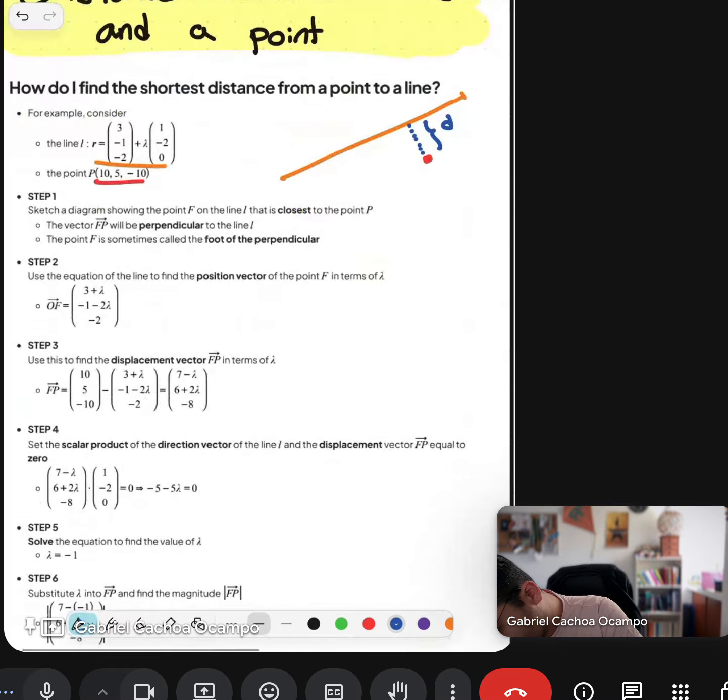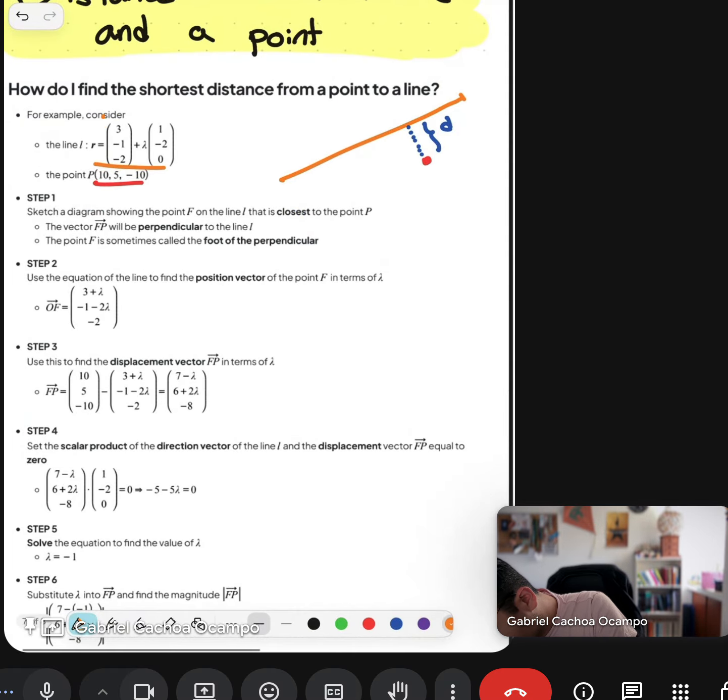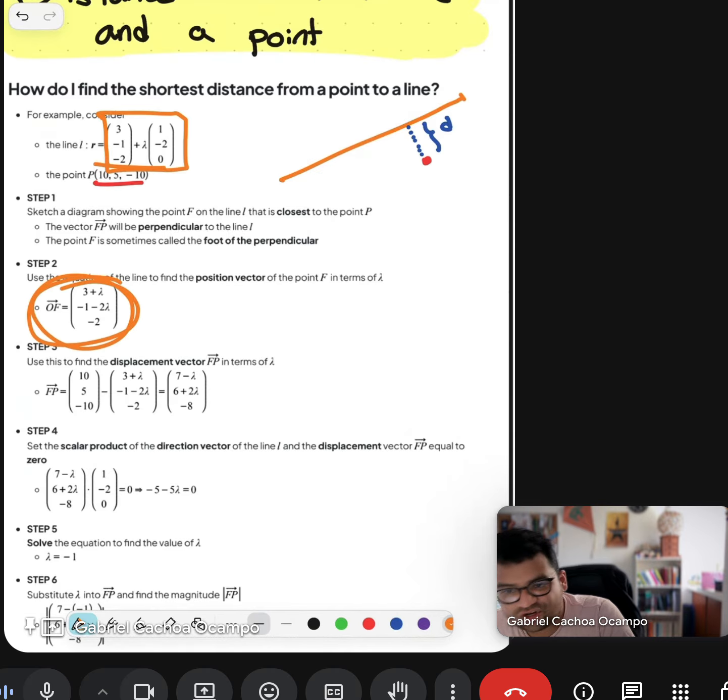So this is like, we write this, my line, as a single vector. Look how I'm writing it: 3 plus lambda, negative 1 minus 2 lambda, negative 2 plus 0 lambda, negative 2. Okay, so that is OF.